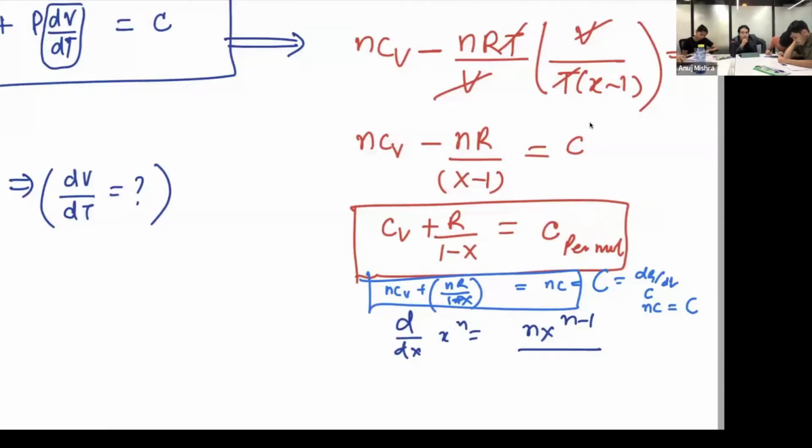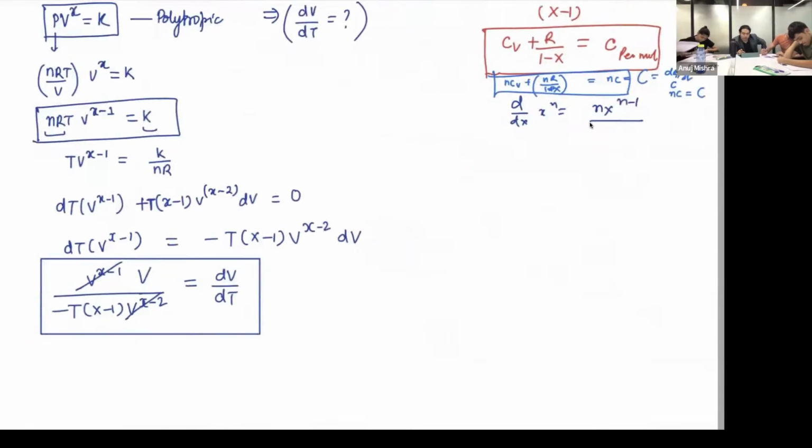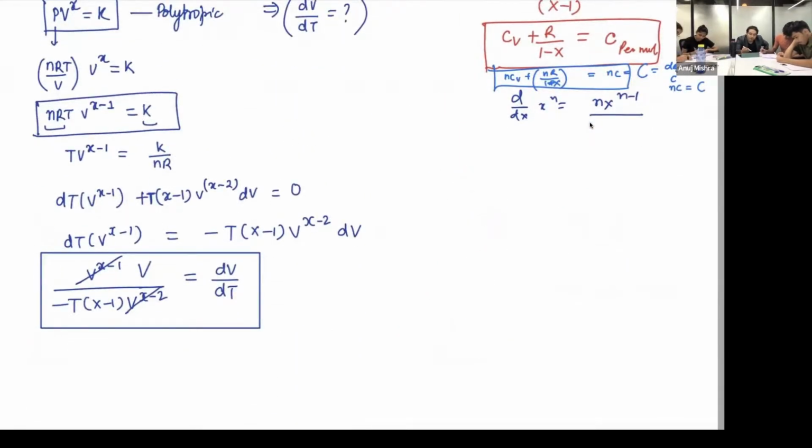Any doubts you can ask. Dhyati, is it clear? Niharika, is it clear? Yes. Any questions you can please ask. Or at least we should understand this formula. Good.